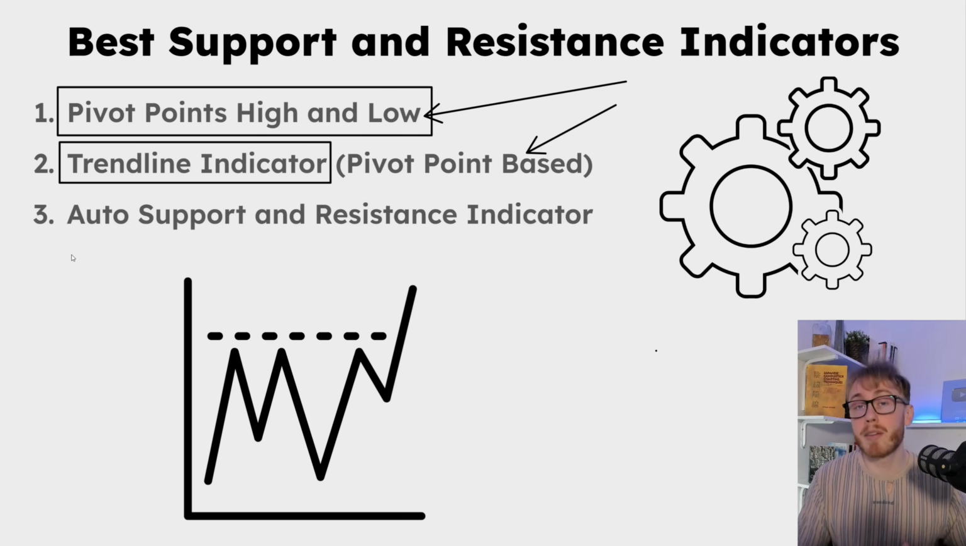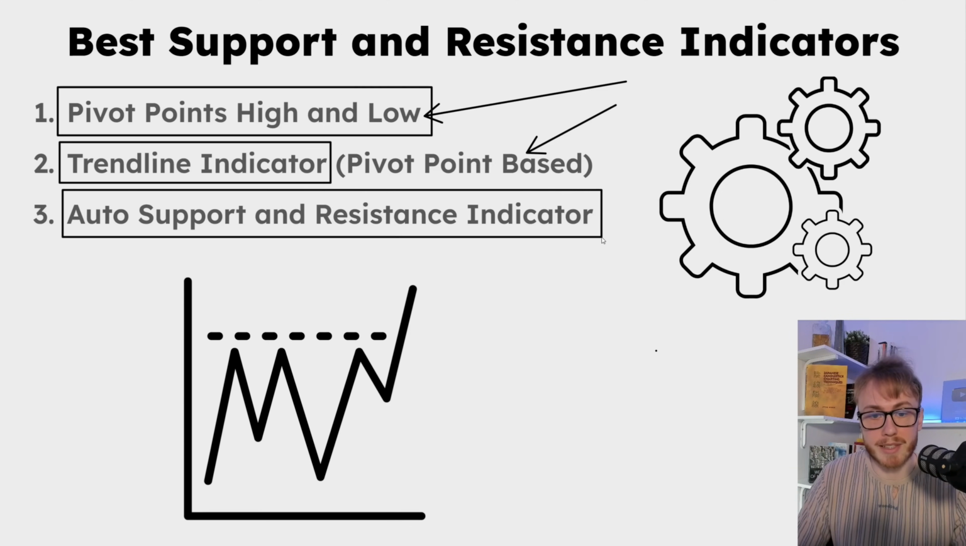And last, but definitely not least, we will take a look at an auto support and resistance indicator. And once again, this indicator will also use pivot points in its calculations. So it's important to understand the pivot point indicator, but this one can be a bit more tricky and there are a few settings we need to take a look at. So make sure to really follow that chapter step by step.